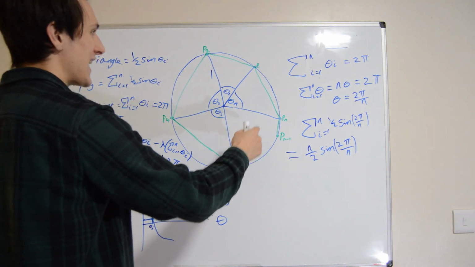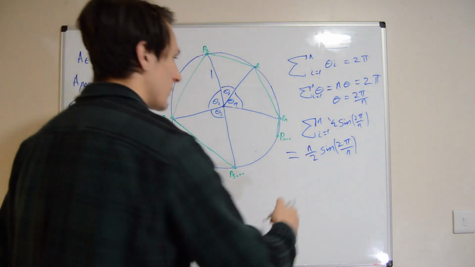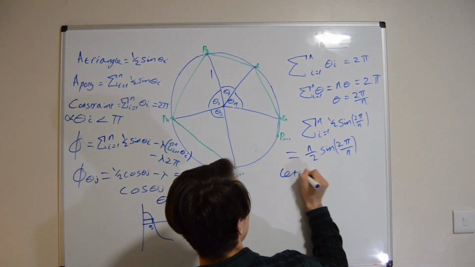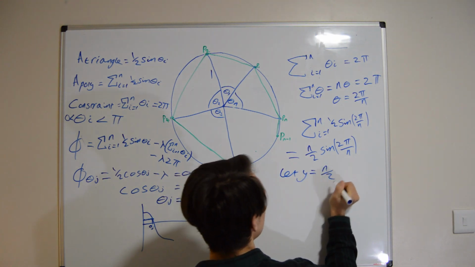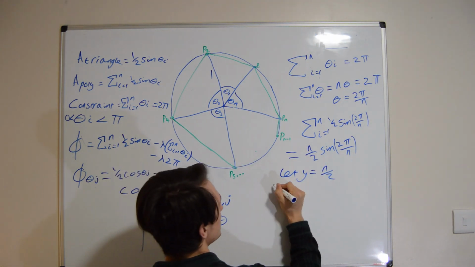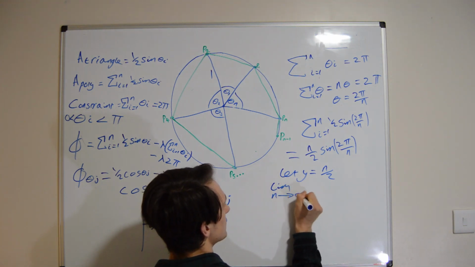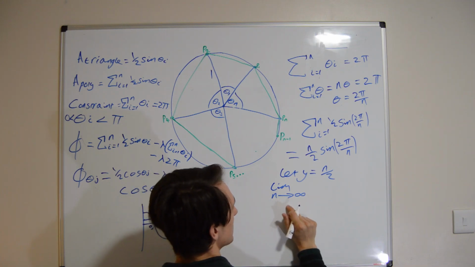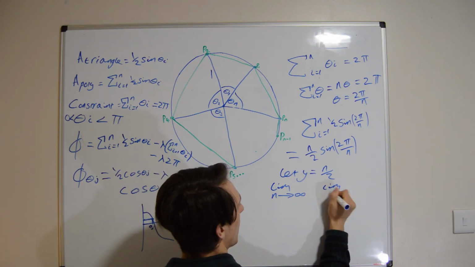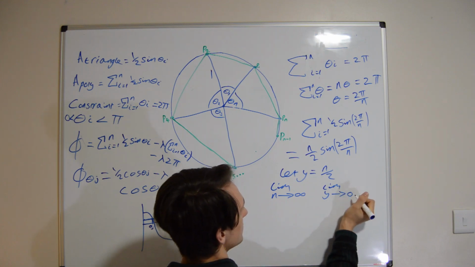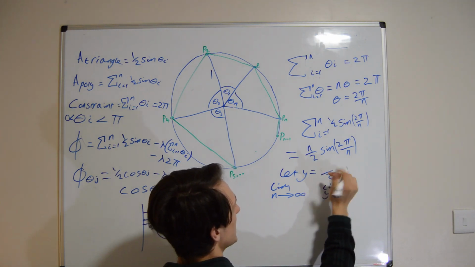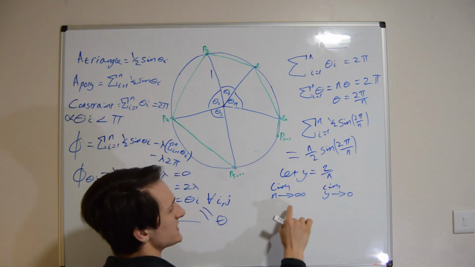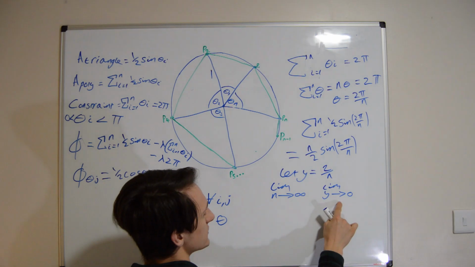So now what happens when our number of sides goes to infinity? Let y equal 2 over n. You'll see why I'm doing this in a minute. So we consider the limit as n goes to infinity. Apologies for this, I meant to say y equals 2 over n. And as n goes to infinity, y goes to 0.